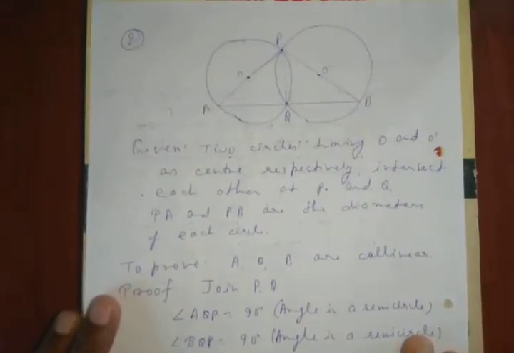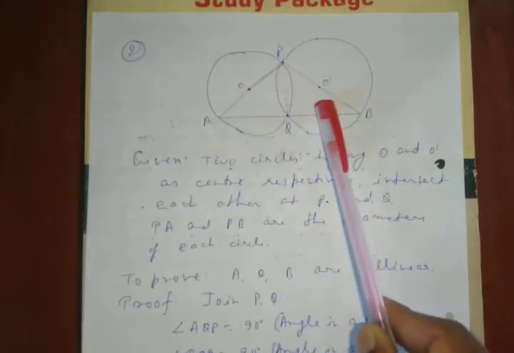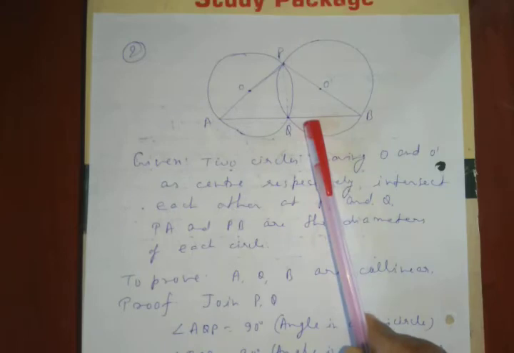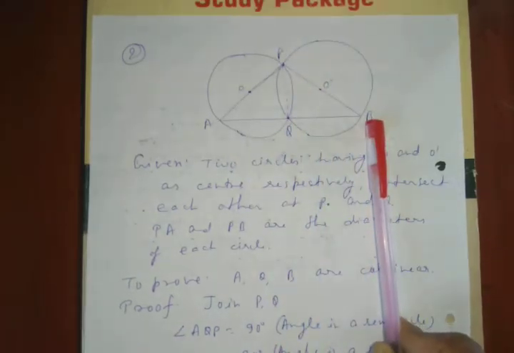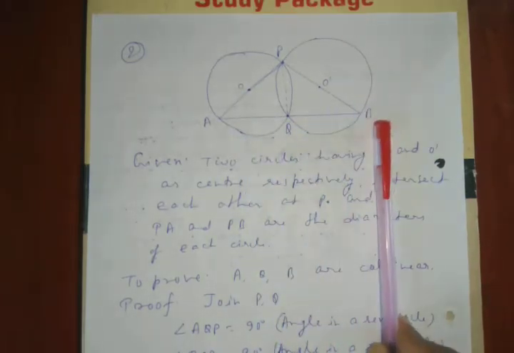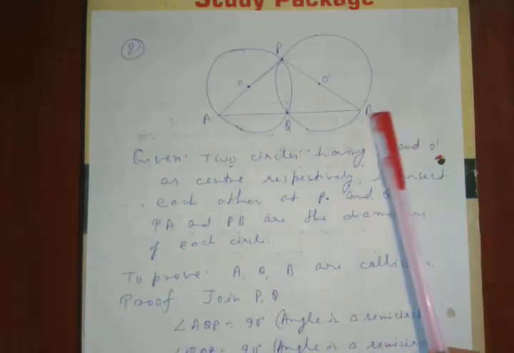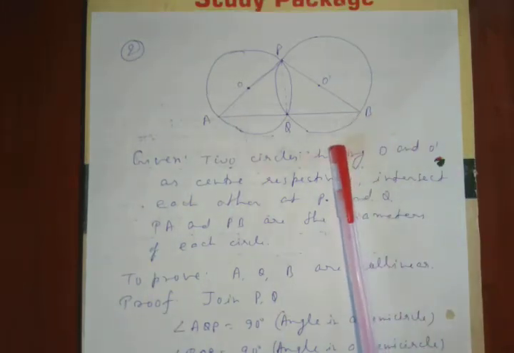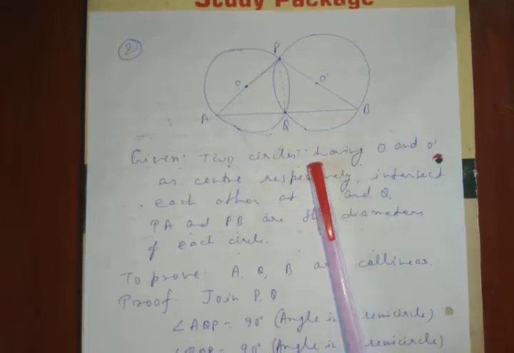In this question, the two circles intersect at points P and Q, and PA and PB are the diameters. Then we have to prove that the points A, Q and B are collinear, means A, Q, B are on the same line. So again we will use the theorem, that is, the angle in a semicircle is a right angle.